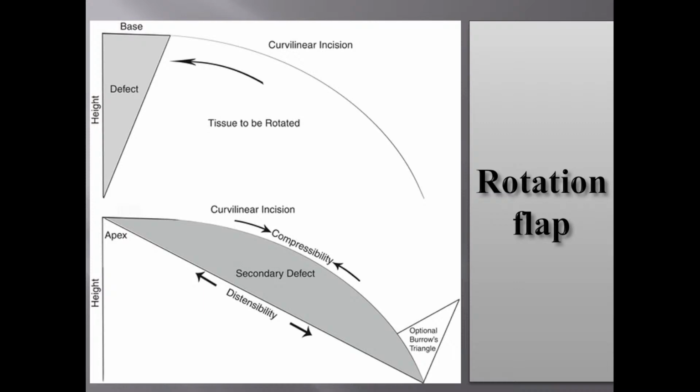The narrower the width of the secondary defect, the less tension is required to close the wound, and the less is the secondary movement of tissue adjacent to the donor site. Another way of stating this is that the longer the arc and thus the larger the flap, the less is the wound closure tension across the repair of the secondary defect.